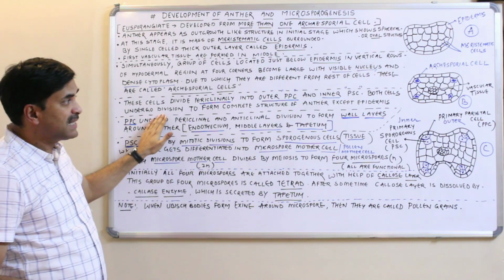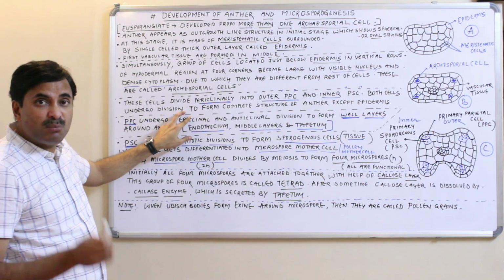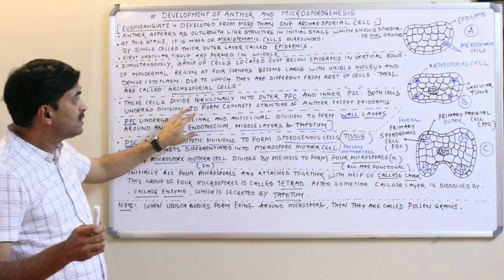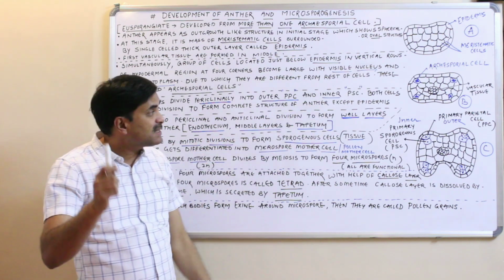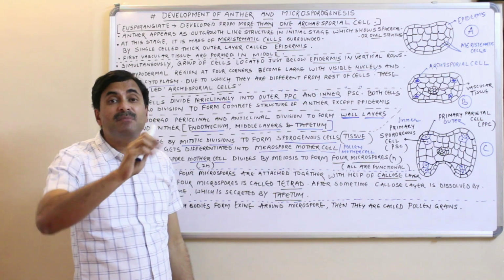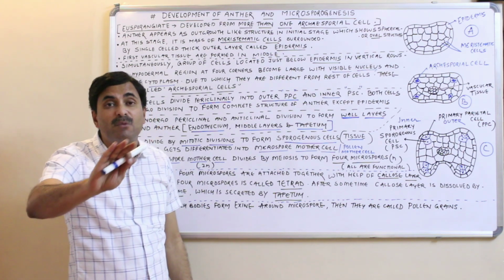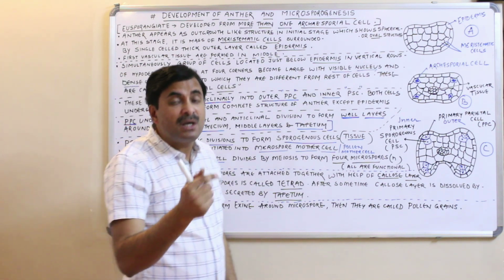Now both these cells undergo divisions to form the complete structure of the anther except the epidermis. Now remember this: the epidermis is not at all formed by the archisporial cell. This I have said earlier also.